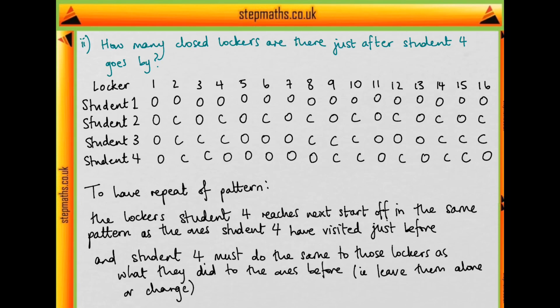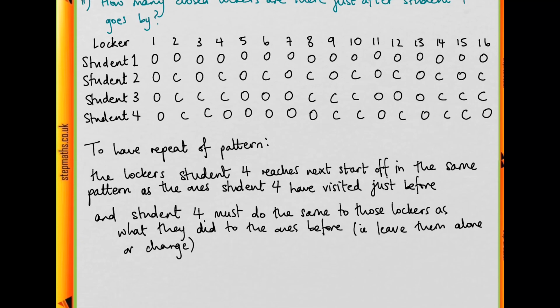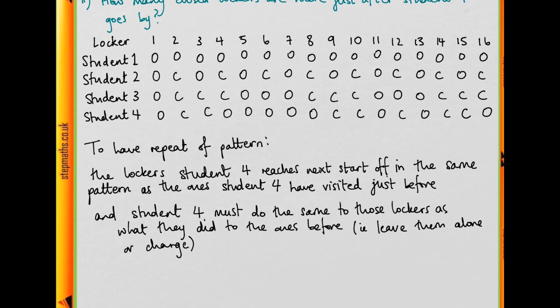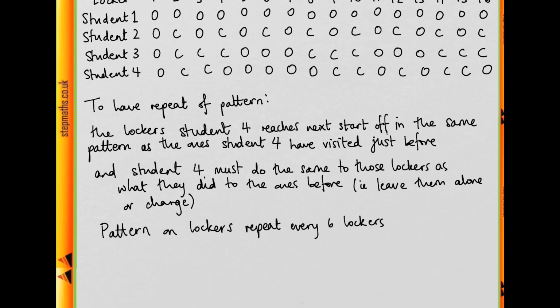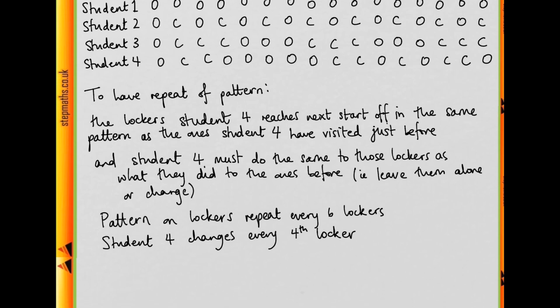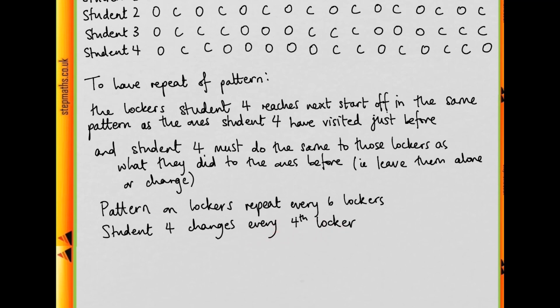And also, when student 4 gets to the new lockers, they need to do the same actions as they did before. So the ones that they leave alone or change the state of need to be the same as from before. Now, the pattern on the lockers repeats after every 6 lockers, and student 4 is going to come along changing the state of every 4th locker.